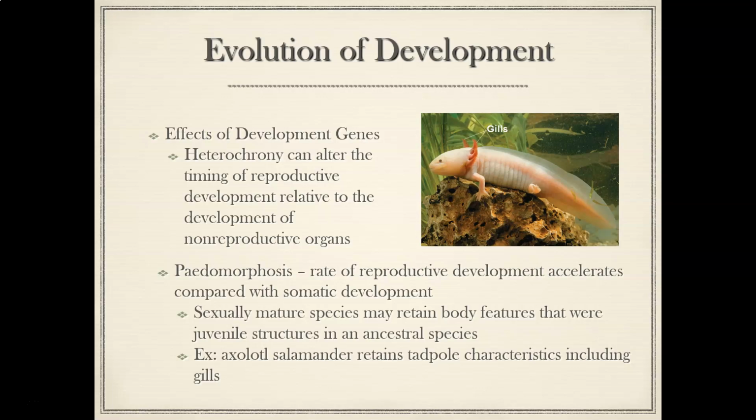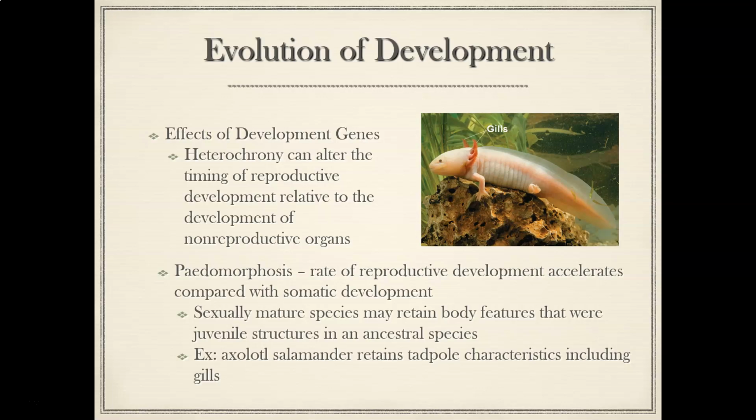Heterochrony can also alter the timing of reproductive development relative to other non-reproductive organs. And so you get this interesting idea in salamanders, for example, that actually retain this tadpole characteristic, including their gills, even though they are at this point sexually mature adults. They still look like the juveniles of their ancestral species.